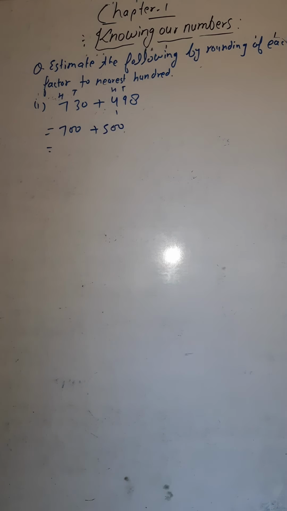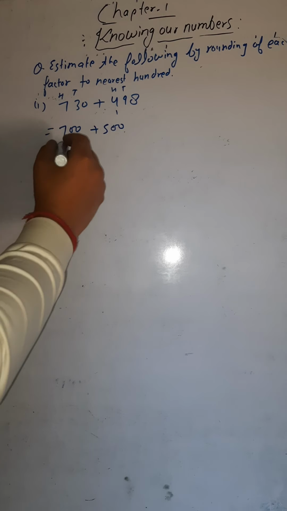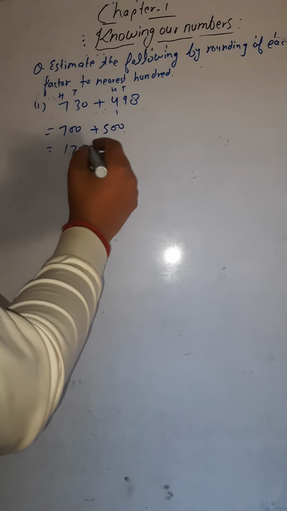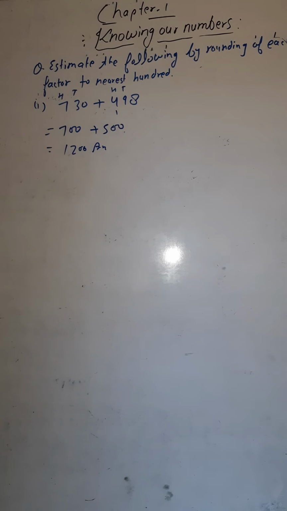So we have rounded them off. If you have rounded them off to the nearest hundred, then you have to add now. So 700 plus 500, how much would the answer be? 1200. So this would be the answer. Okay, so this is how you would solve questions which are like this.